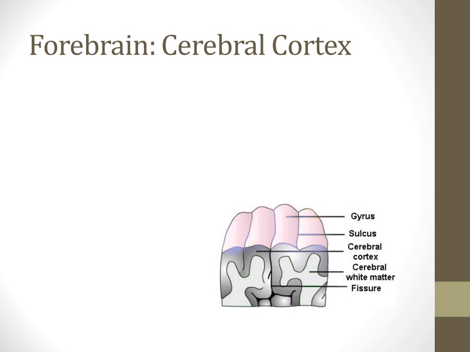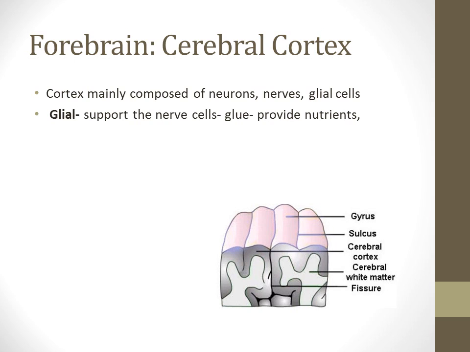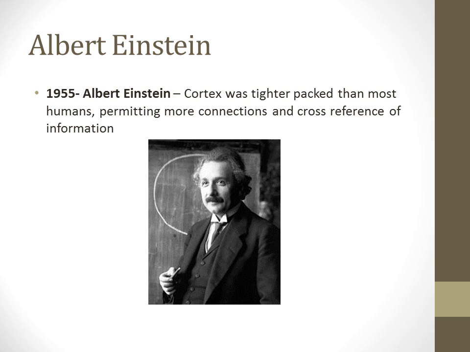The cerebral cortex is made up of gyri, which is the gray matter. The cortex is mainly composed of neurons, nerves, and the glial cells. The glial cells are the supports for the nerve cells. It's the glue that holds everything together. And mostly there are interneurons in the cerebral cortex.